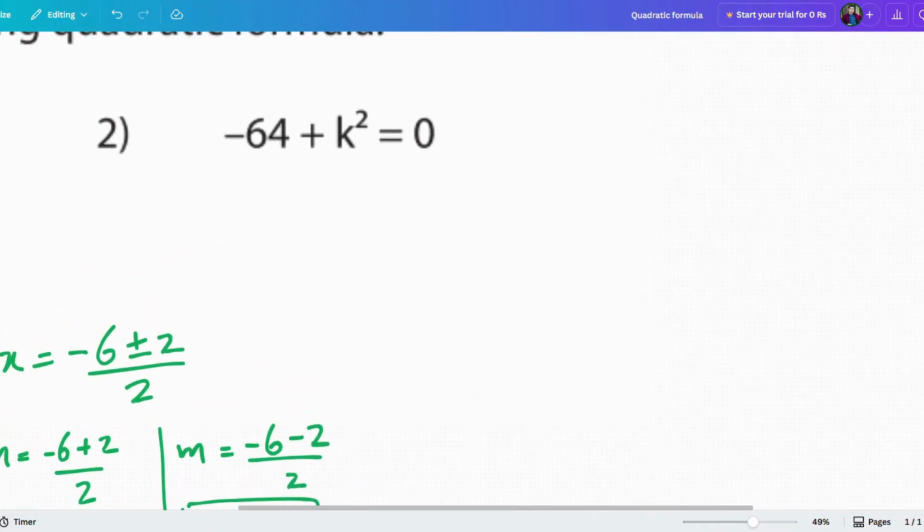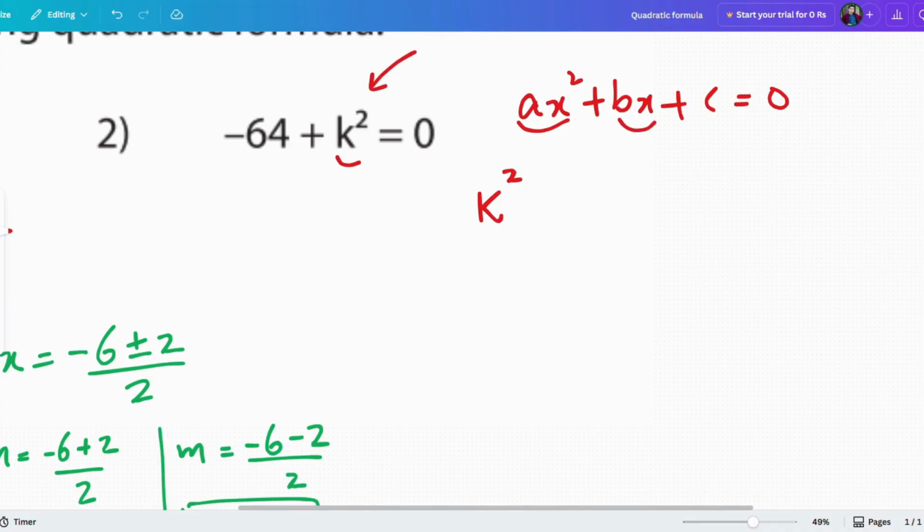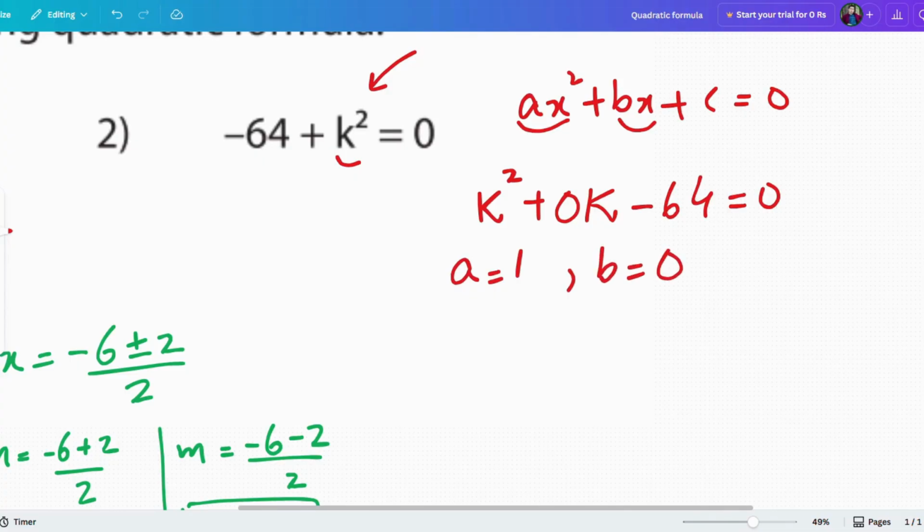As we can see, it is written as k square and negative 64. So let me rearrange it, okay? I have k square, but I don't have the second part of it, as we write ax square plus bx plus c equals 0. I have the square term already, but I don't have the b value in this equation. So for that, I will put 0k, minus 64 equals 0. Now if I compare, a is equivalent to 1, b equals 0, and c equals negative 64.